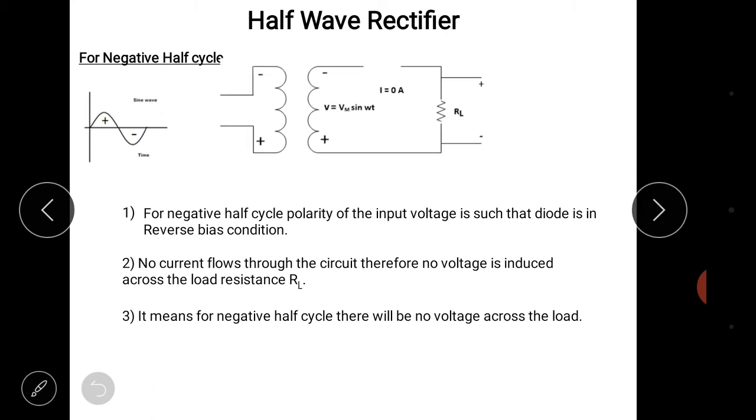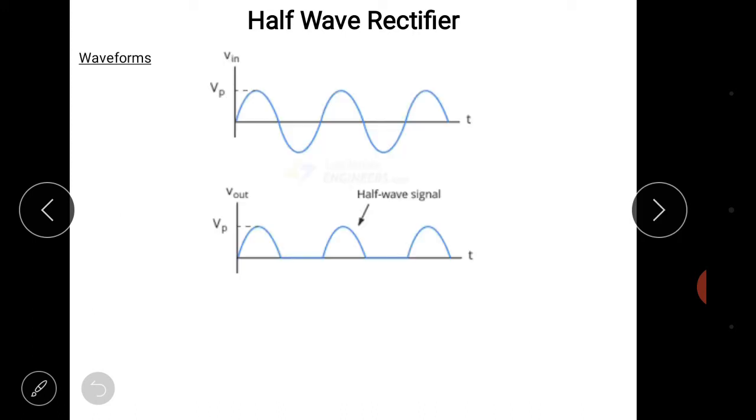It is now more clear in the diagram because diode is in off condition, so now it is shown as open circuit. Therefore there will be no current flowing through the circuit, no current flowing through the load, so we will not be getting any output across the load. This is the output waveforms for half wave rectifiers. It is very clear that for positive half cycle there will be an output and for negative cycle there will not be any output.